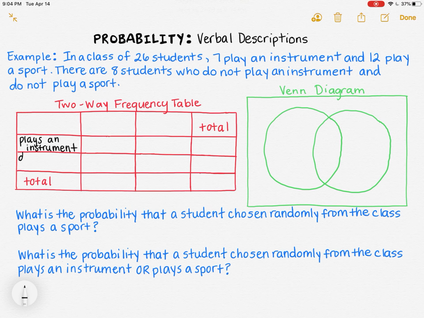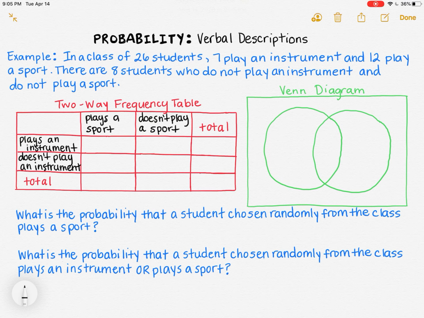So for the rows, I'll label the first row plays an instrument, and the second row will be labeled doesn't play an instrument. And then for the columns, we will label them plays a sport and doesn't play a sport. Of course, if you wanted to, you could switch this and have the sports information in the rows and the instrument information in the columns, but it doesn't really matter, so I'm going to do it this way.